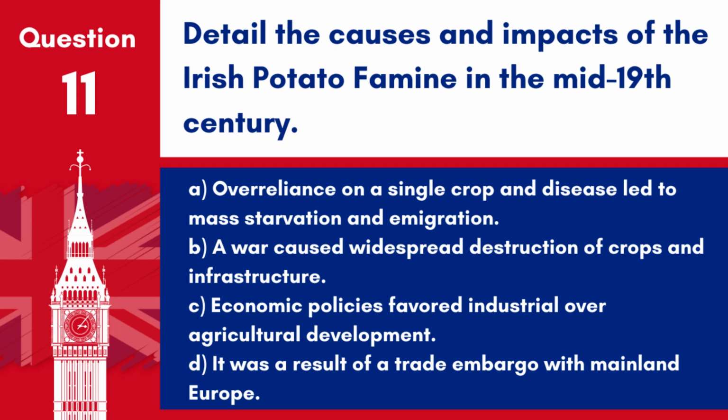A. Over-reliance on a single crop and disease led to mass starvation and emigration. B. A war caused widespread destruction of crops and infrastructure. C. Economic policies favored industrial over agricultural development. D. It was a result of a trade embargo with mainland Europe. Answer: A. Over-reliance on a single crop and disease led to mass starvation and emigration.